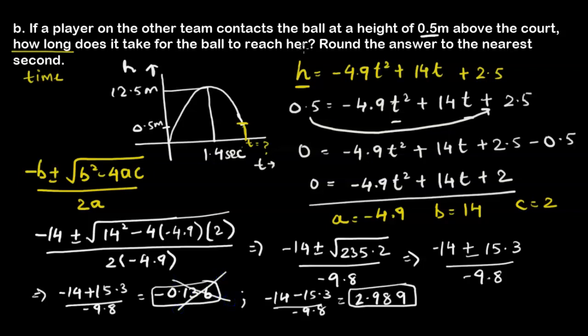They want us to find the time when the height of the ball is 0.5 meters. So that would be this answer, which we have to round to the nearest second. That means the nearest whole number. So that would be 3 seconds. So the final answer to this problem is that 3 seconds is the time the ball is going to take to come down to the height of 0.5 meters.